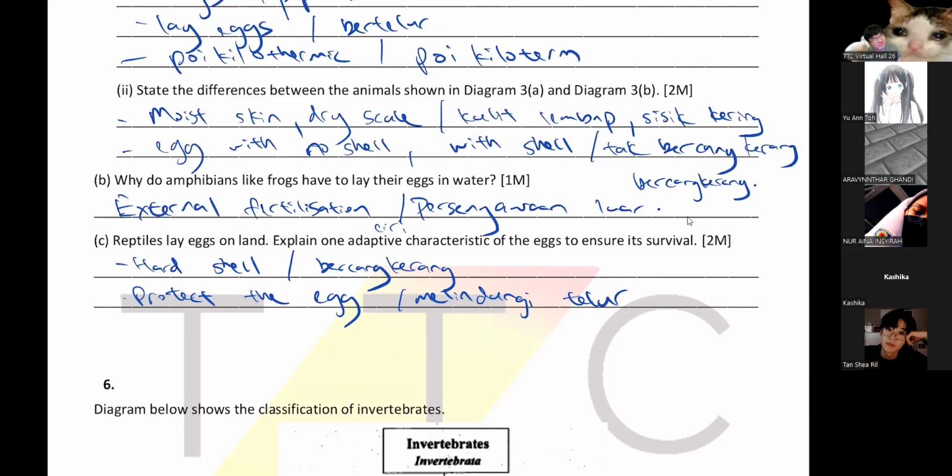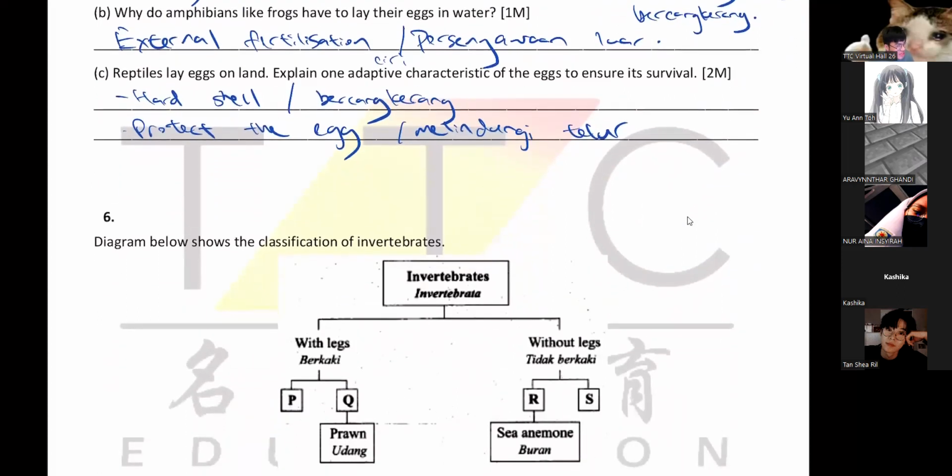I mean, it's not that protective because shells are not very hard. But hey, at least it's better than your frog's egg, which is slimy. You step on it, they die. At least it's not like a bunch of booger, a bunch of slime. You step on a frog's egg, guys, it's like a bunch of slime, so they will die. Okay, anyway, number 6.